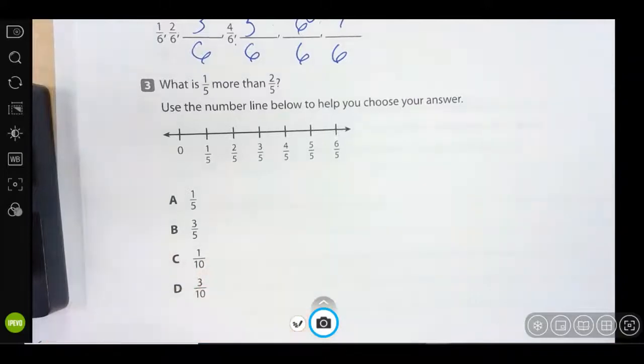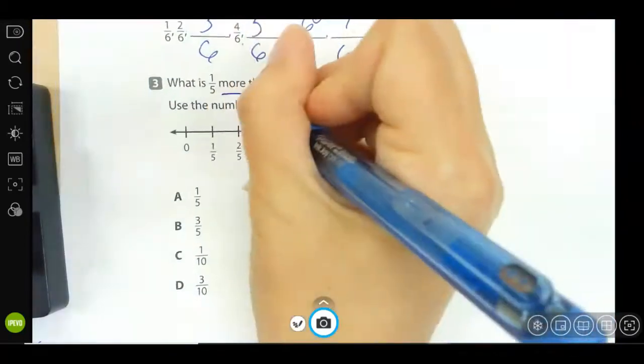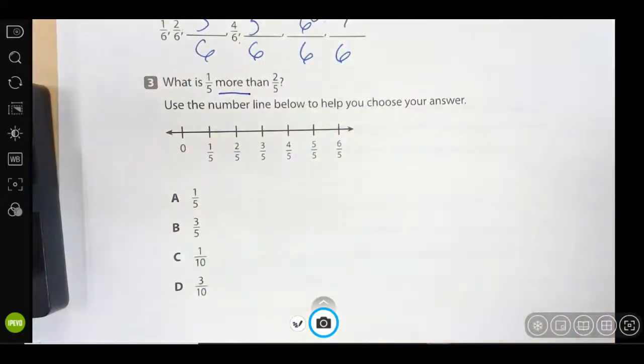Number 3. What is 1/5 more than 2/5? Who wants to come do this on the board? Bailey, come help me. What is 1/5 more than 2/5? First of all, are we adding or subtracting? Adding, because it says more than.